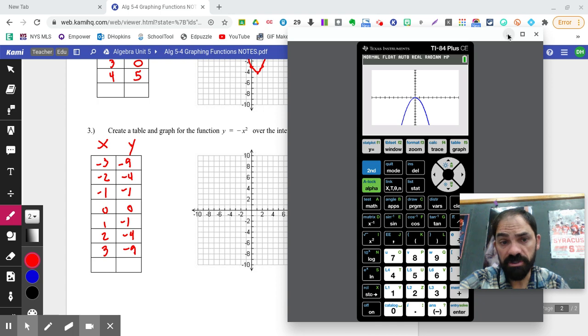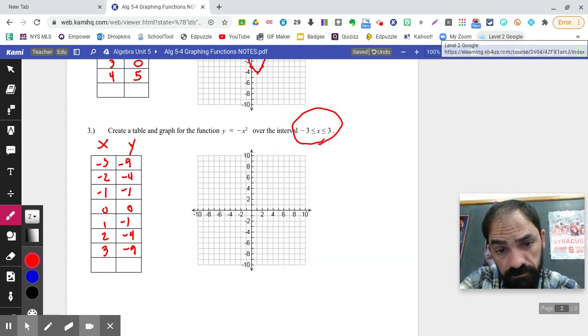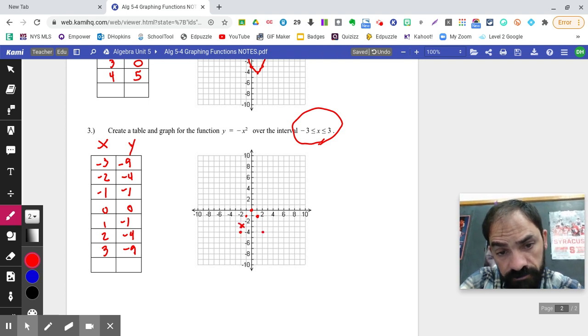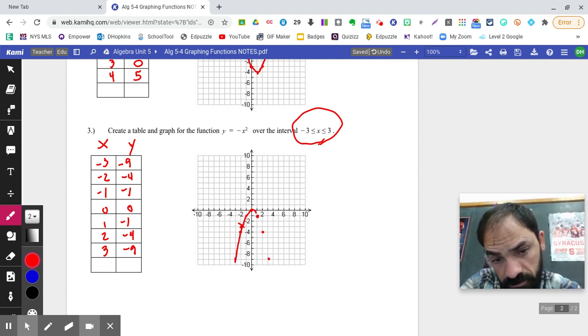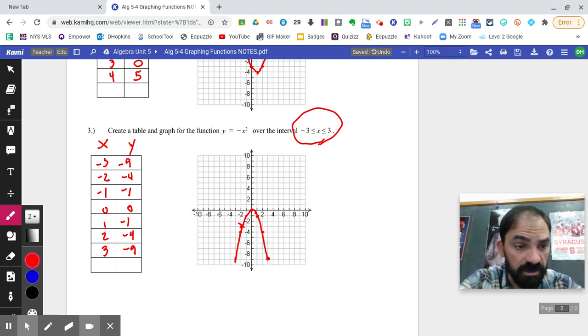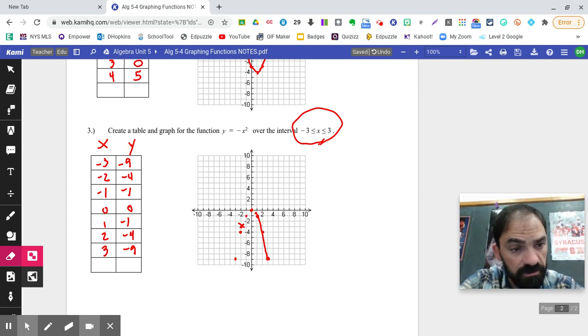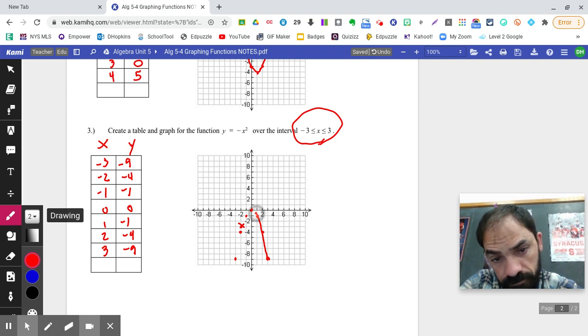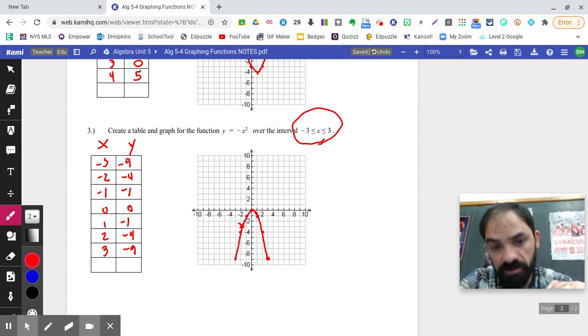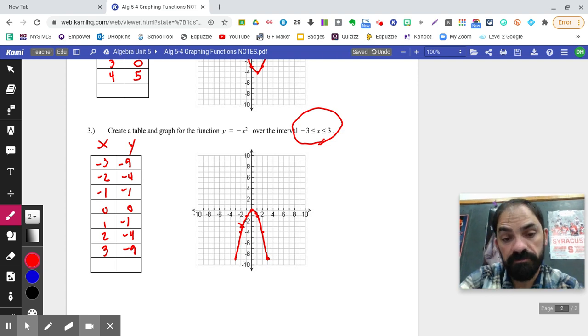Okay, let's put that picture on paper. 0, 0, -1, -4, -9. Oops, and I cannot graph beyond. I have to stop right here because it gave me the interval. It told me to stop. There. And it stops there.